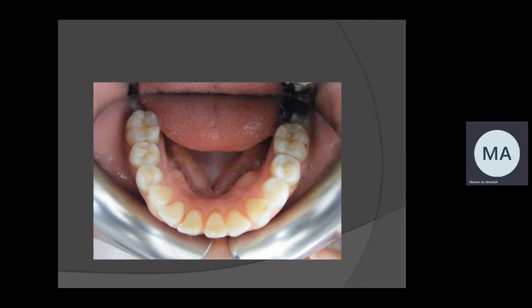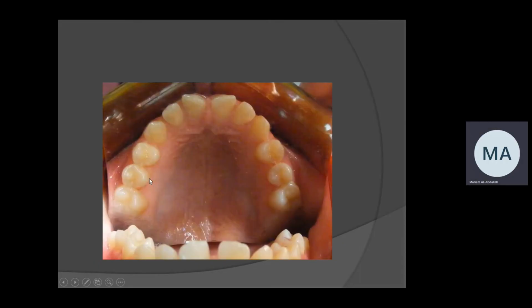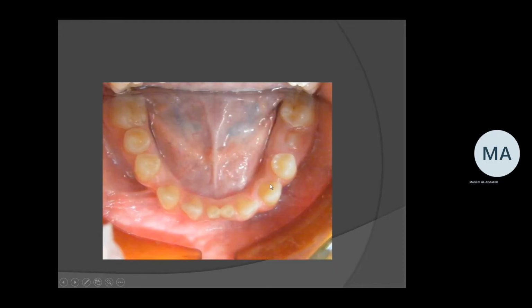This lower arch is spaced. So we have generalized spacing, mild generalized spacing. This is mild generalized spacing as well. This is more a moderate generalized spacing with multiple rotations. This is severe generalized spacing, and you can see the etiology. It's a generalized microdontia with congenitally missing central incisors and retained Bs.